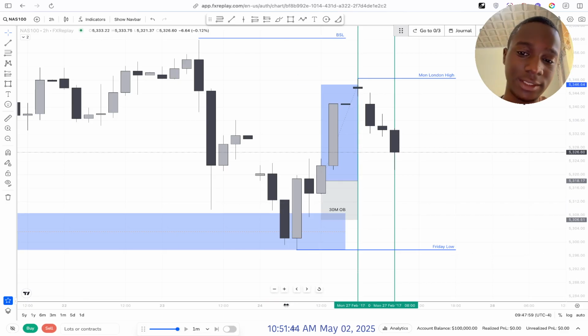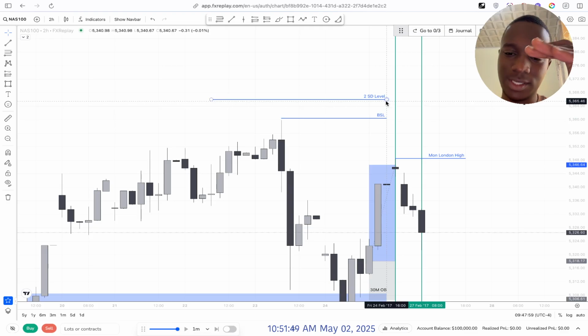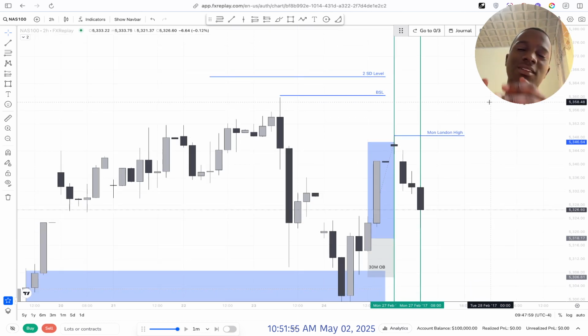Here our narrative is still bearish, of course, because the narrative is to take out this buy side liquidity and probably reach it to this standard deviation level. That's our narrative. But then our bias, which comes after the narrative, is to show us what price is actually doing in a smaller view.